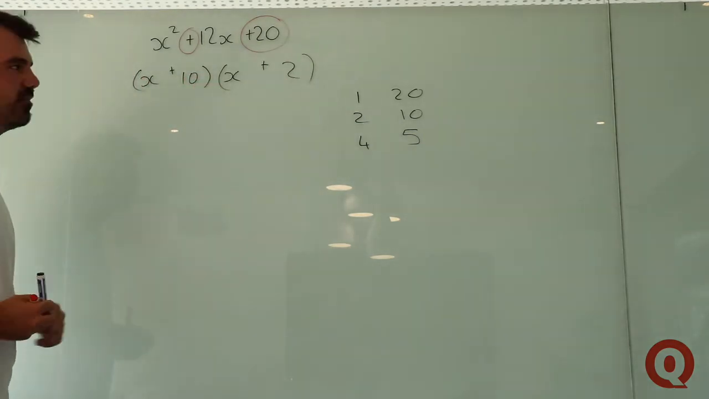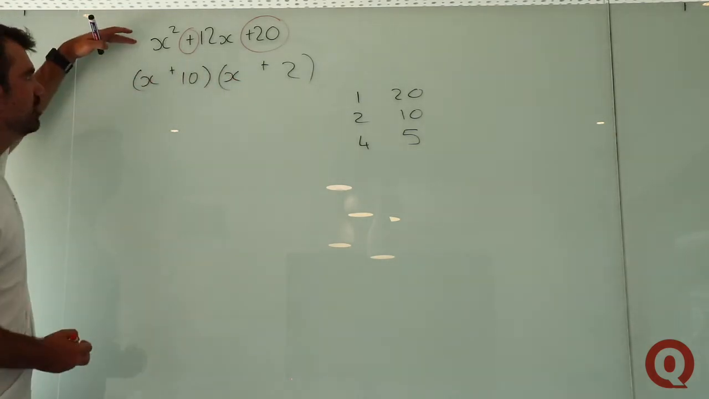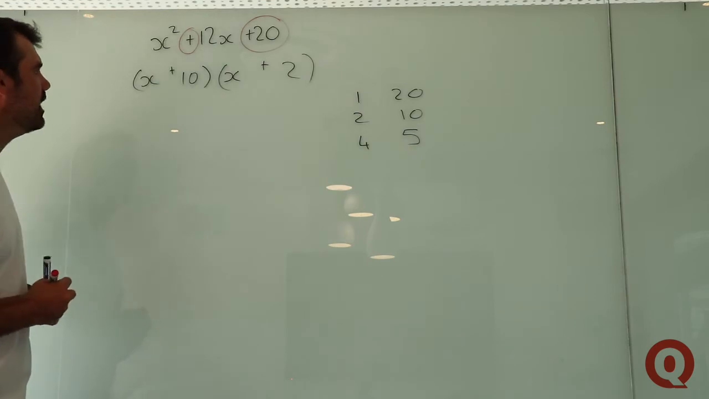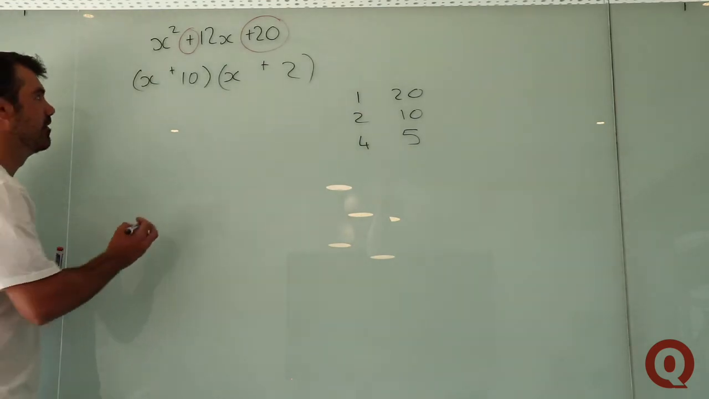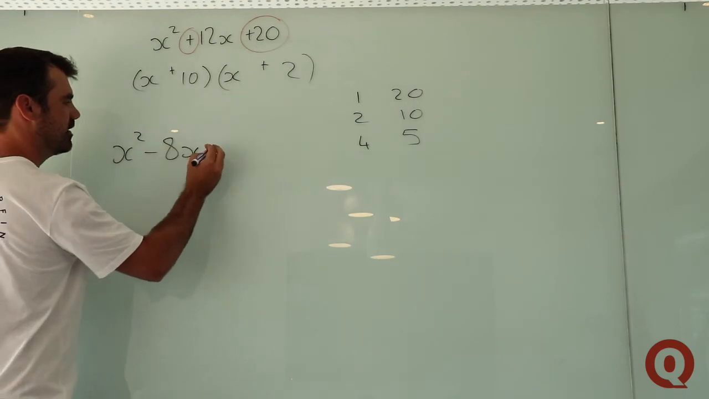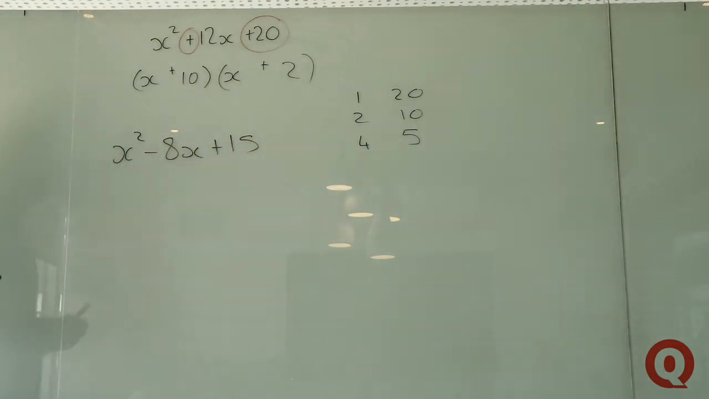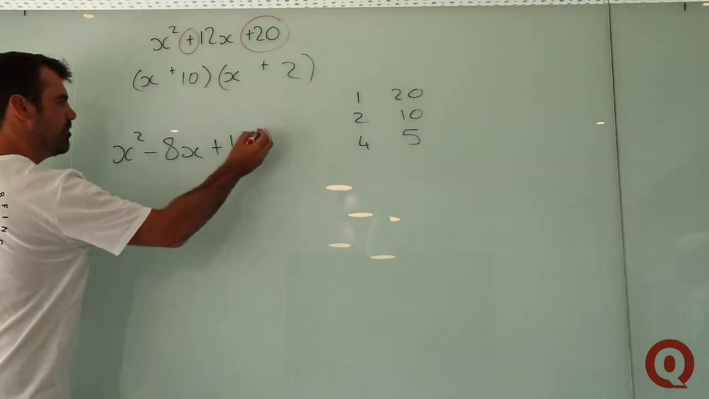Again, if you want to try and solve it, you can then multiply these brackets out and find that we'll get back to the trinomial. Let's do it one more time with a negative. If I have x squared minus 8x plus 15, we're going to use the same principles. So, is my c positive?